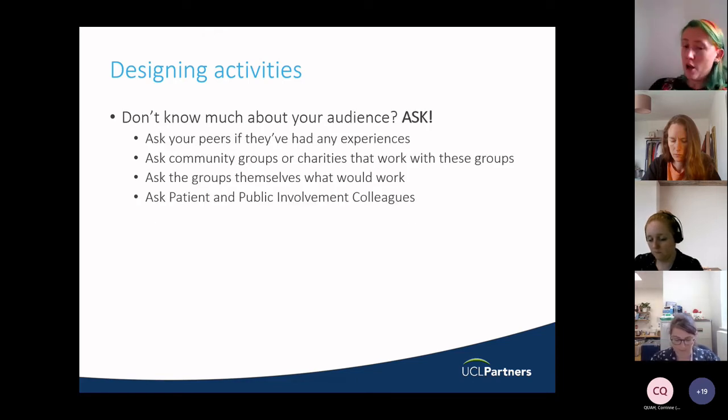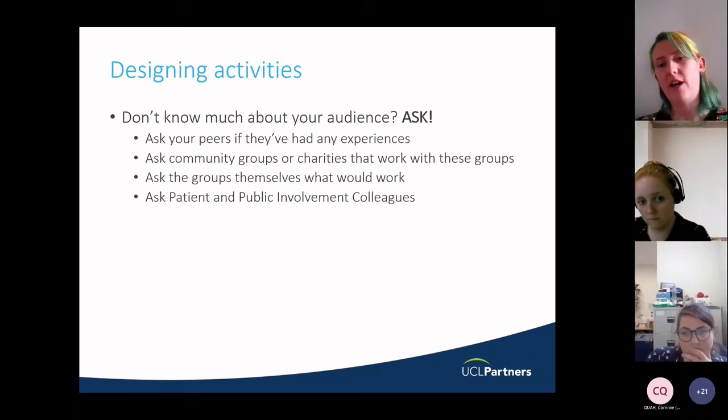So if you don't know a lot about your audience and you're thinking, I don't know how to design an activity that's going to support them, ask. Go and ask your peers if they've had any experiences doing patient and public involvement or engagement with people, or just generally worked with communities in any way, shape or form. Ask them the sorts of things that worked or the things that they found out didn't work. You can reach out to charities and community groups that already work with these groups and say to them, how does stuff work? What's the best way to do it?